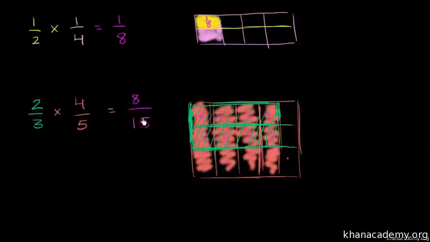And so there you have it. It should hopefully now make visual sense, or it makes conceptual sense, that 2/3 times 4/5, you can obviously compute it by just multiplying the numerators, 2 times 4 is 8, and then multiplying the denominators, 3 times 5 is 15. But hopefully this now makes conceptual sense as 2/3 of 4/5.